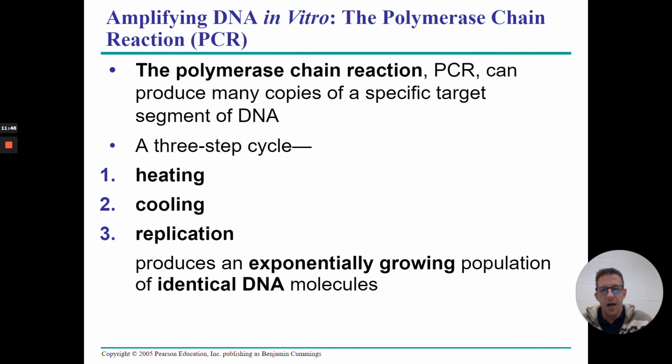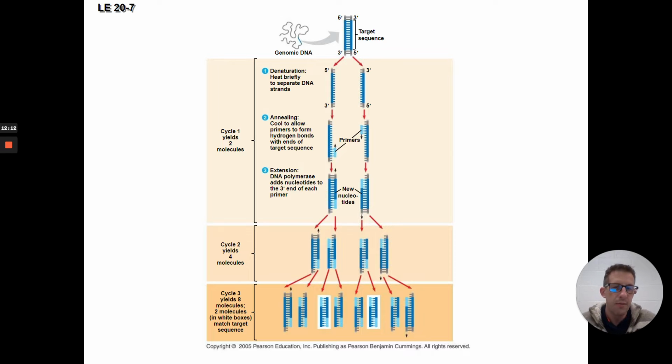Okay, and so these polymerase chain reactions, basically what they do is they take a very small amount of DNA and they reproduce it exponentially. It produces exponential growth of identical DNA molecules. Now that seems like, why would you want just massive amounts of one stretch of DNA? Because that's what it does, it produces massive amounts of one stretch of DNA. Well, there are a couple of reasons. But first, let's talk about how it happens, okay?